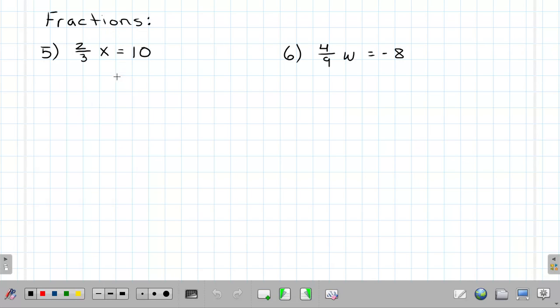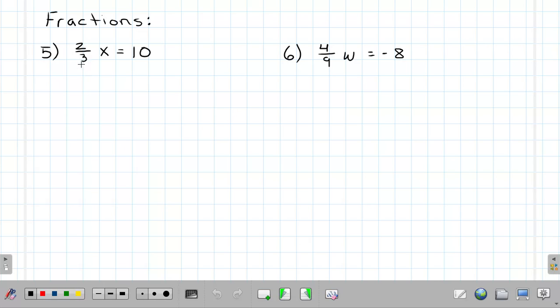So to help us with this, we have a little shortcut, a little rule that we can follow. So here we see the variable is x, okay? We have the fraction 2/3 times x is equal to 10. Well, since we're multiplying x times 2 over 3, technically what we would need to do is divide both sides by 2 over 3.